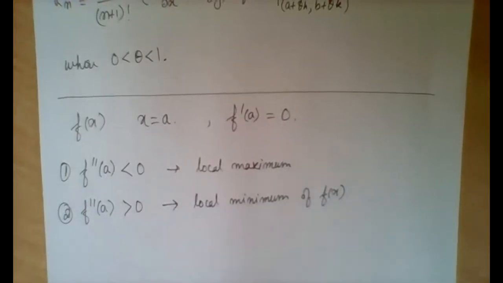Second order derivative, local maximum and local minimum. What happens if the second order derivative is 0? Then you take higher order derivatives.